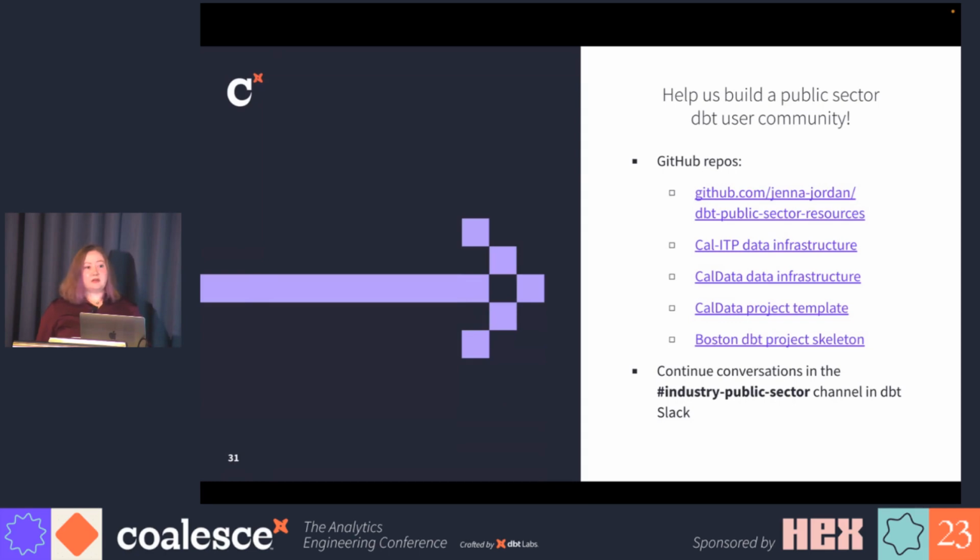And we also now have the Slack channel, industry public sector, on the DBT Slack. And so if you have any further questions for those remotely, want to connect, let's build that community.